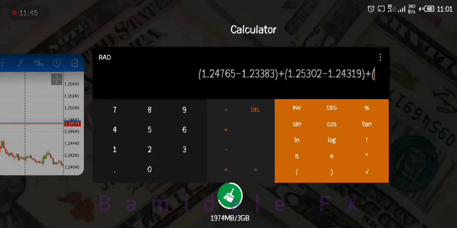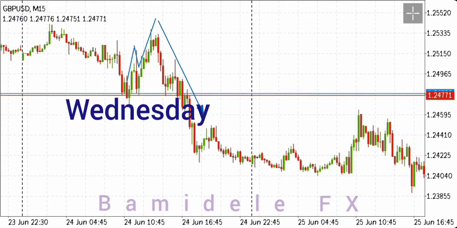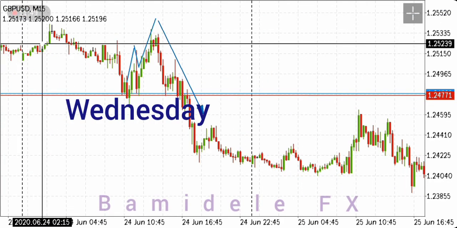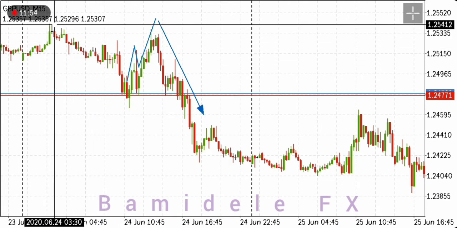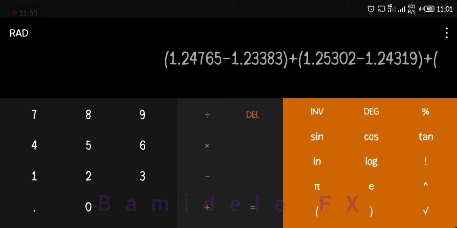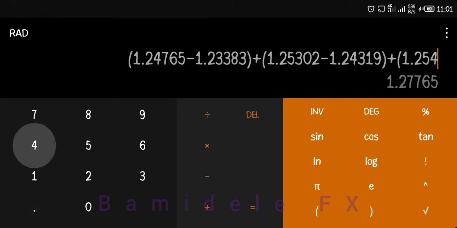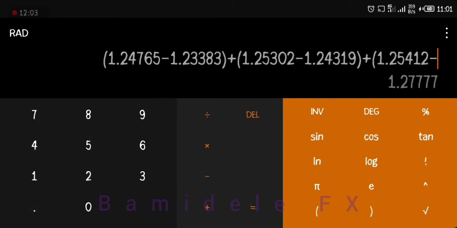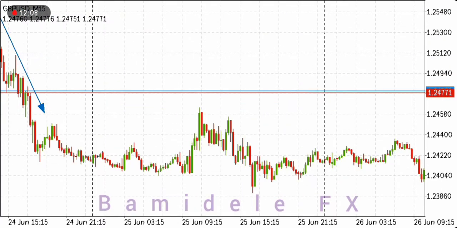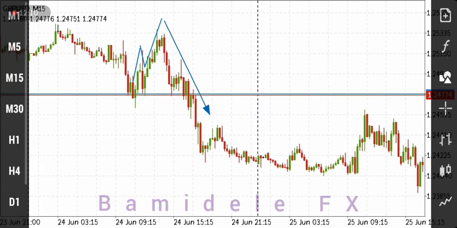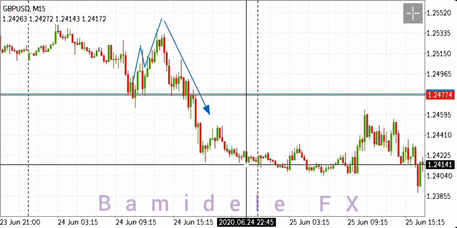Then we calculate for Wednesday. Alright, Wednesday, June 24th, the highest point the market moved for the day was about 1.25412 in price, minus the lowest point for the price on June 24th, on the Wednesday, which is here. That is what, 1.24141.